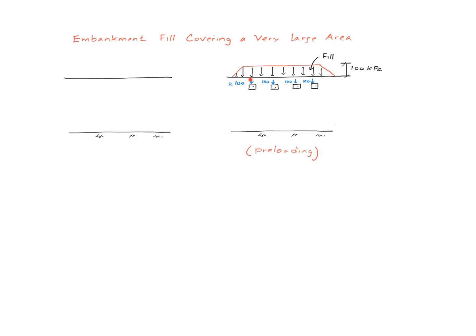For the purpose of calculating the settlement caused by the fill material itself, we again need to calculate the changes in the vertical stresses at these points. Because the fill material covers a very large area, the depth of these points happens to be very small compared to the width, and therefore the changes in the vertical stress at these points can be approximated to be the pressure applied by the fill material, which in this particular example is 100 kilopascal.